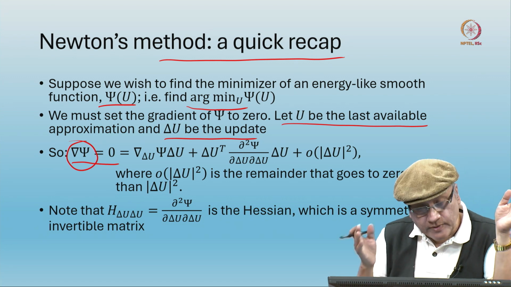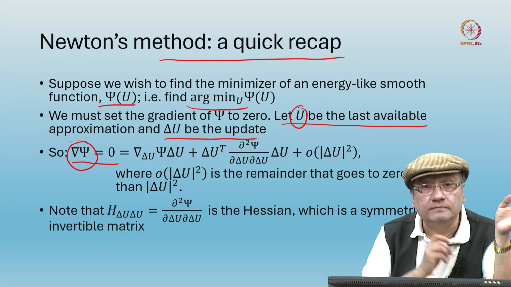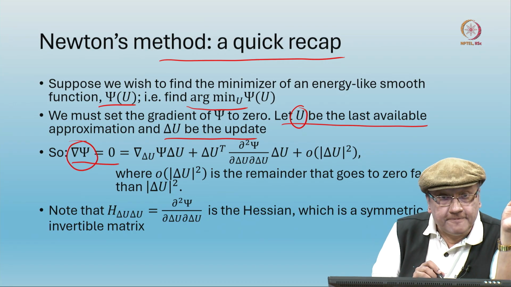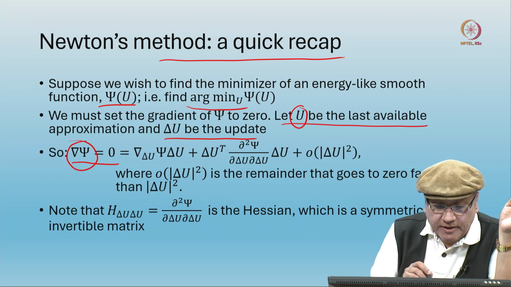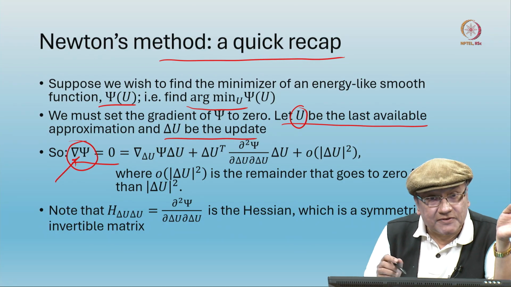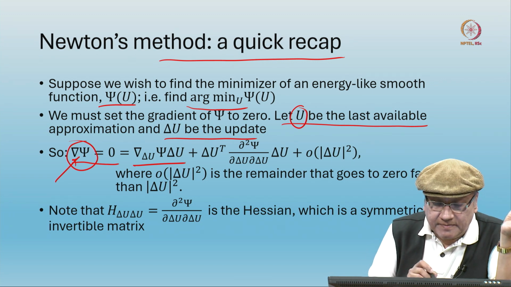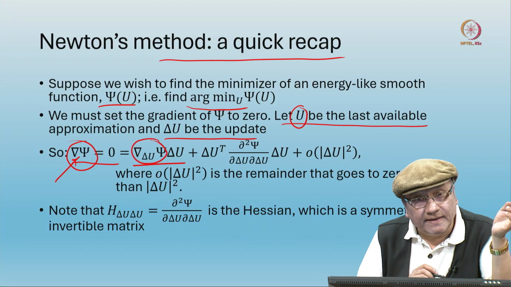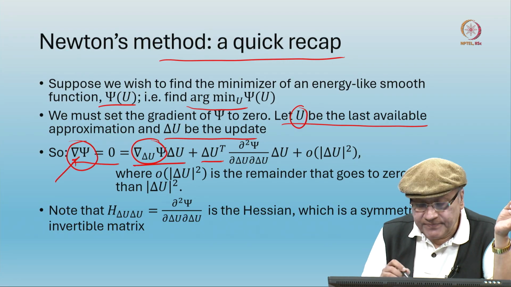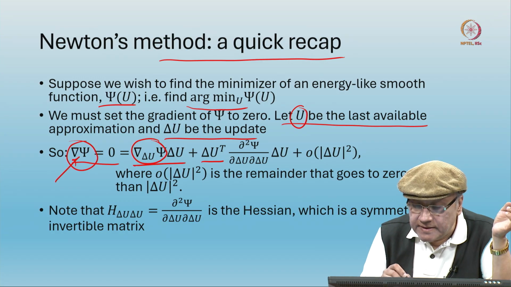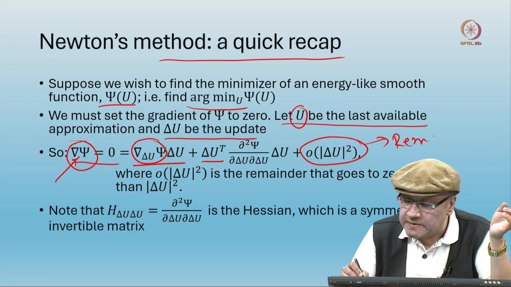So the gradient of psi, if I want to approximate it about the available u, the first term will be the gradient of psi itself, plus the Hessian, because the gradient of psi itself is the function which I am approximating. So this is the usual first term, and the second term is the Hessian, del square psi by del u square, times delta u, plus small order of norm of delta u square, which is the remainder of Taylor's expansion.